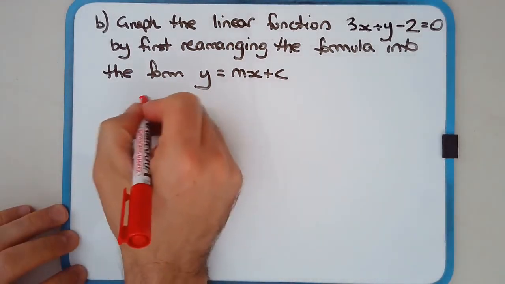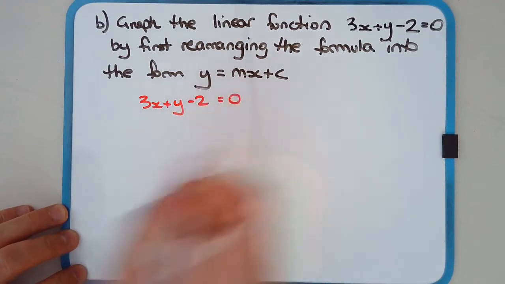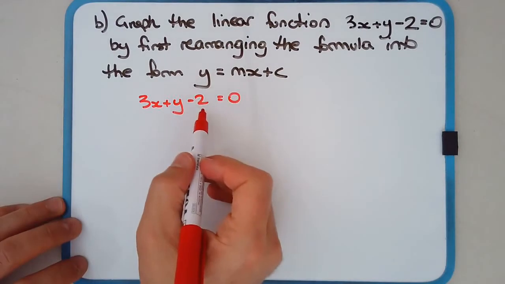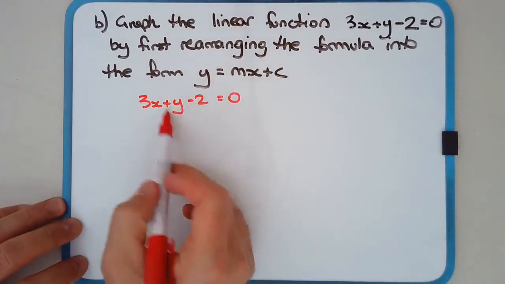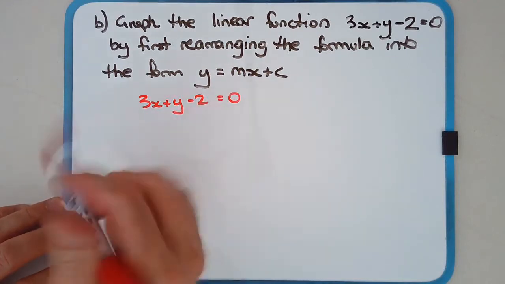And let's start off with the original formula. So 3x plus y minus 2 equals 0. Looks a bit strange. What does that mean? Y equals mx plus c. We just want the y on one side. Well, what's 3x and minus 2 doing there? Right, shoo, go away, right?